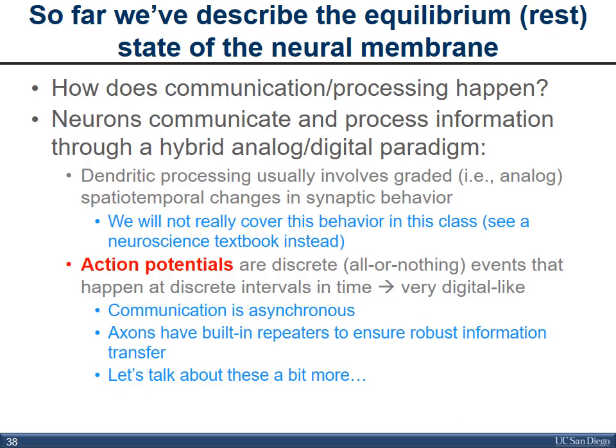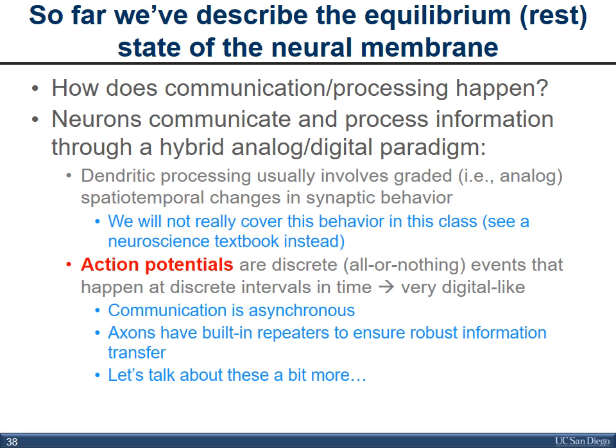So far what we've done is we've described the equilibrium state of the neuron. But how does it actually communicate? It doesn't just sit there and do nothing, right? It has to do something. And it turns out that neurons communicate with a hybrid analog-digital paradigm. And what ends up happening is it's really quite interesting. We've talked about action potentials. These are discrete all or nothing events. It's like sending a 1 or a 0 down a transmission line. It's completely asynchronous. Again, the axons have repeaters. This is kind of more the digital-like interface of neurons.